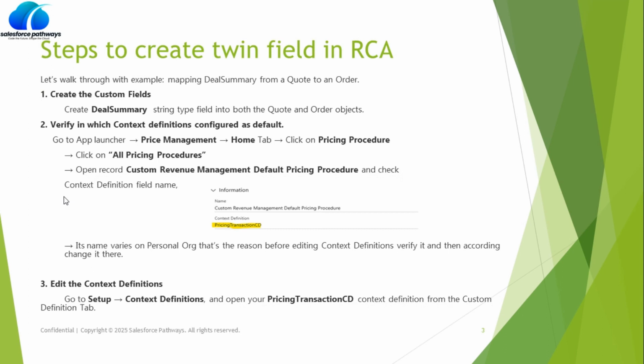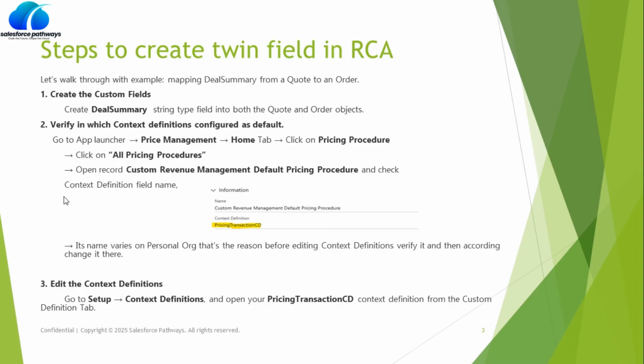I have written them very clean and clear. Just follow the steps and you are able to create a twin field in RCA. First of all, you have to choose a source object and a target object where you can create custom fields. I have chosen Quote as the source object and Order as the target object. I have created a Deal Summary field with a string type on both.